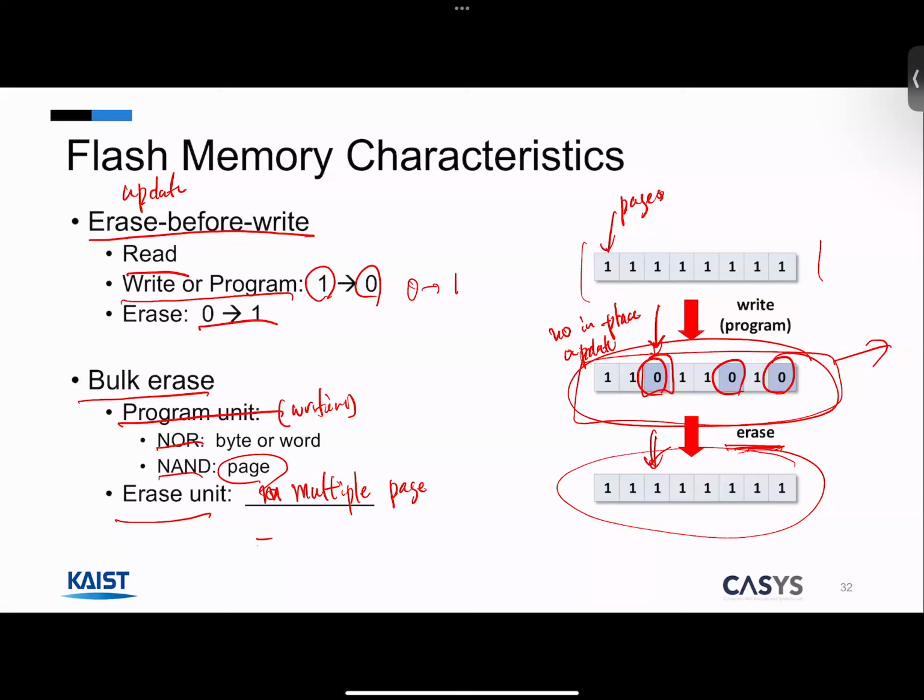This is what we call an erase block, which contains multiple pages. The size of an erase block also depends on the vendor. Today, an erase block is much larger, like 128 megabytes, or some vendors use a 1 gigabyte erase block in large capacity SSDs. So the erase block depends on the vendor, but is much larger than a page. So these are the characteristics.